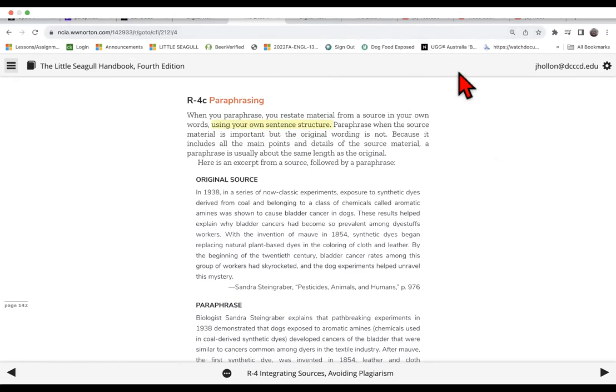I'm sorry, I had to pause because I was coughing. Because it includes all of the main points and details of the source material, a paraphrase is usually about the same length as the original. Let's highlight that. Important.